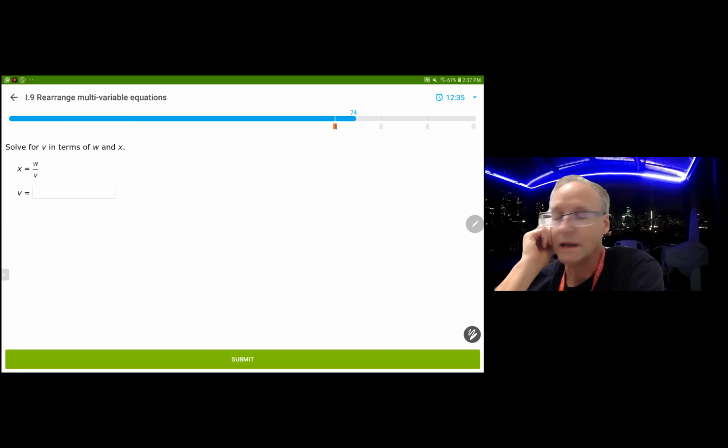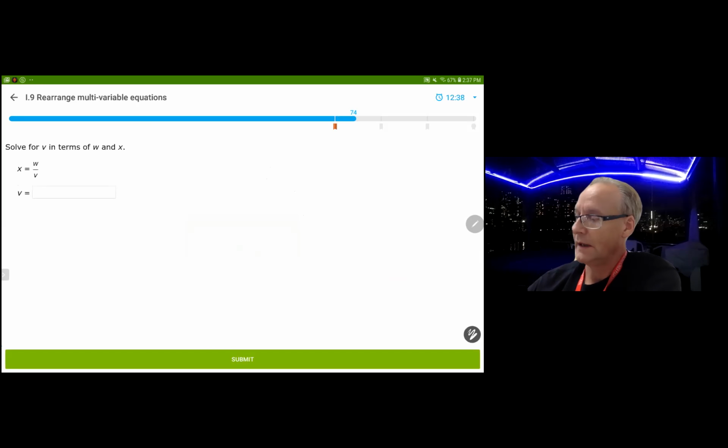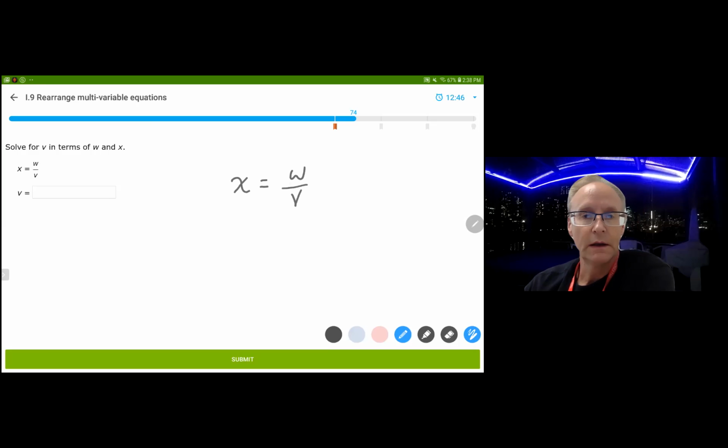Solve for V. I like this one, and I'm kind of glad that an easy one showed up first. This says X equals W over V. Darn, the V's in the denominator, but I want to solve for it. I want V by itself, but it can't be in the denominator. It's got to be in the numerator. Well, you make it so.